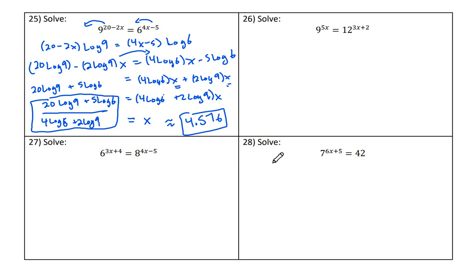So all of these, except for maybe 28, so I'll just give you a hint. When you log 28, you don't have x's over here. So it actually makes it simpler because you don't have an x in the exponent over there.